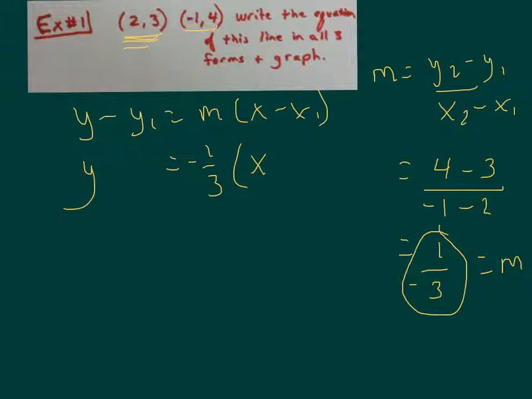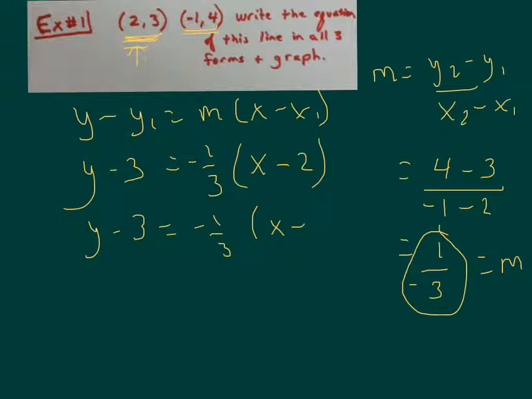And then I could pick either one of these points. Now I'm going to pick the first one because I'm not a big fan of negatives, so I try to pick the one that doesn't have negatives or has easier numbers to work with. So I'm going to substitute the 3 in for y1, and I'm going to substitute the 2 in for x1. You have to pick the same x and y from the same point, however. And then I do a little simplification. y minus 3 equals negative 1/3 times x minus, now I forgot here, I need to distribute this.